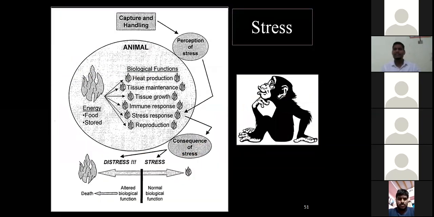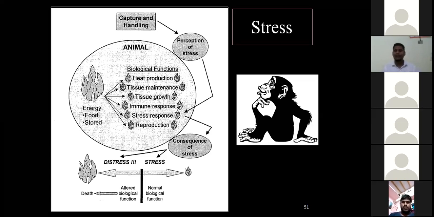So what is stress? Any capture, handling, or any unknown environment leads to stress. Once the animal is stressed, it will require more energy. So more energy is consumed, and all other functions will be hampered. If that stress continues for a long time, it becomes distress. And once the animal goes into distress, there is ultimately death. So stress is good for health, not distress.